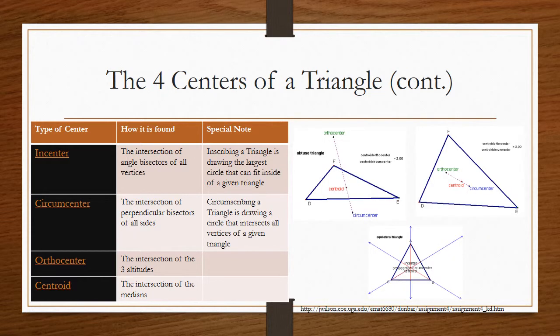Another cool thing that you can know about these centers is that the orthocenter, centroid, and circumcenter all line up in a line in every single triangle. Another cool thing is that if there is any distance between these, the distance between the centroid and the circumcenter will be half of that between the orthocenter and the centroid in every single triangle. Now, there is one special situation where they all overlap. Not only do the orthocenter, centroid, and circumcenter overlap, but also the incenter, and that's within an equilateral triangle.